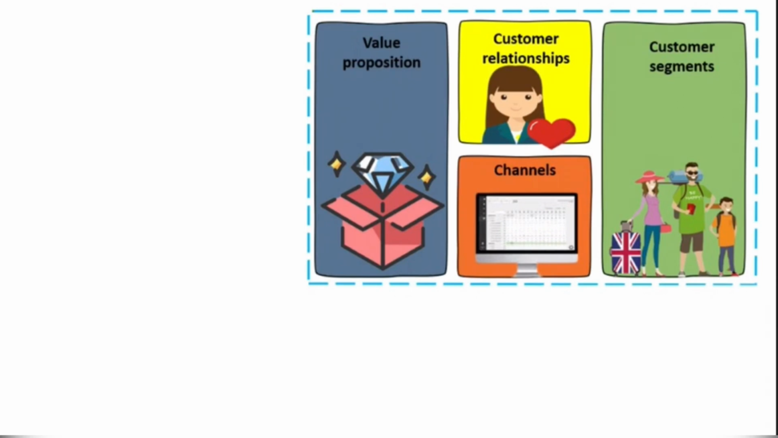Next is channels. Channels indicate the way an organization interacts with and reaches its customer segments to deliver value. For customer relationships, the organization will define what kind of relationship to develop with each customer segment.